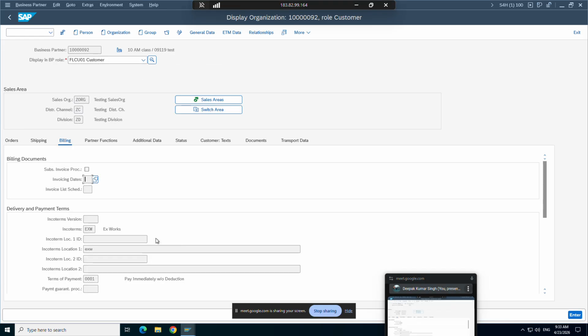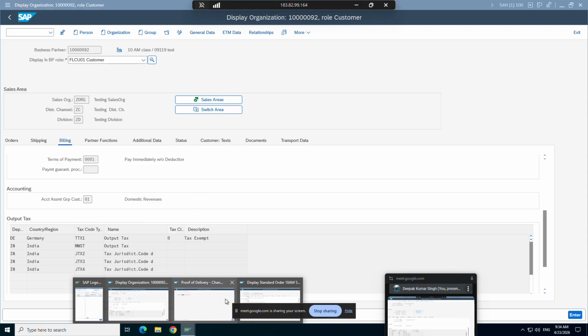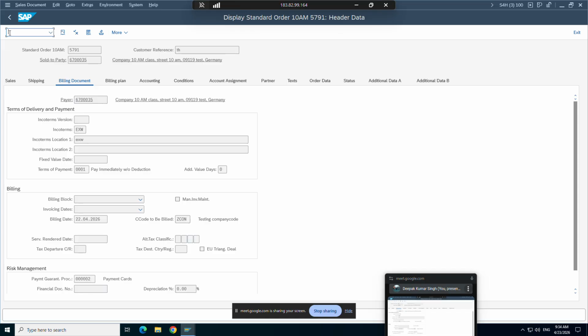If you go to the billing, so this is a very important field. As I said, this will determine the GL, in which GL this sale entry is going to happen. Let me show that determination, how this GL gets determined.